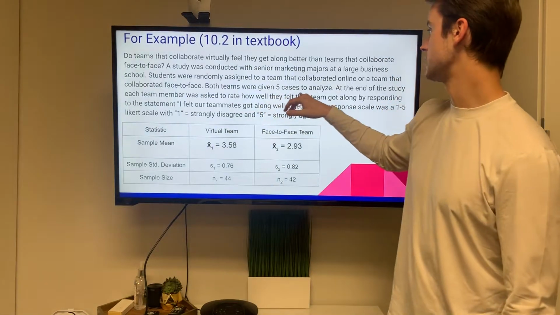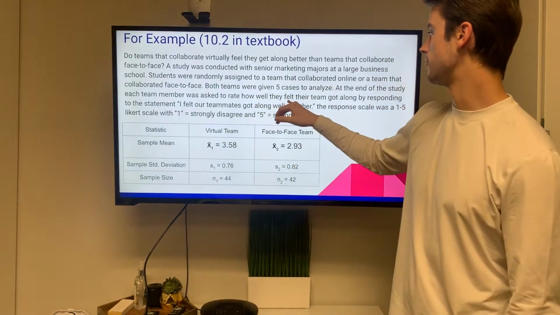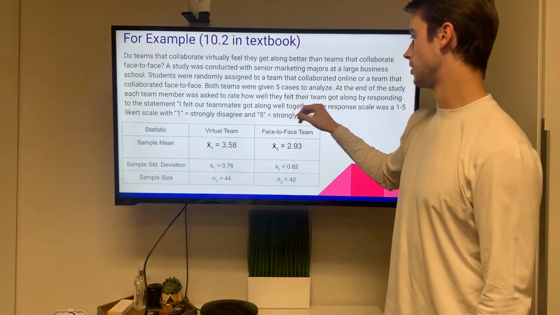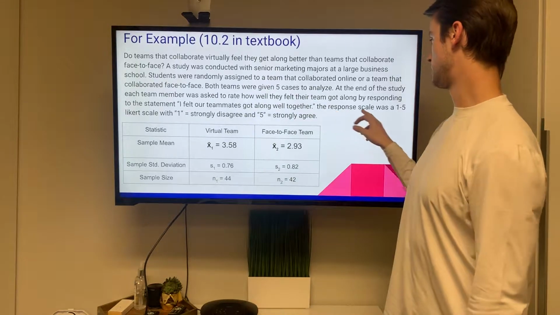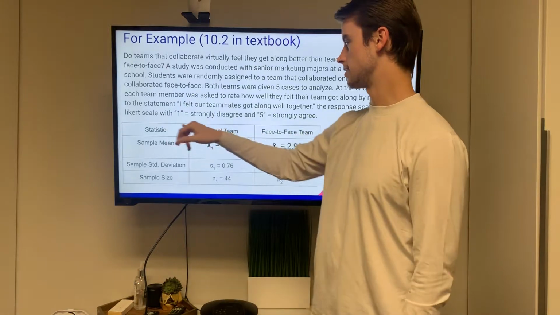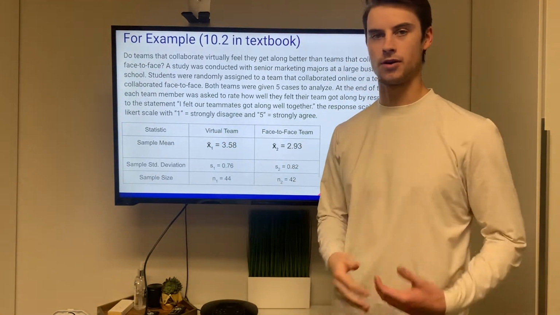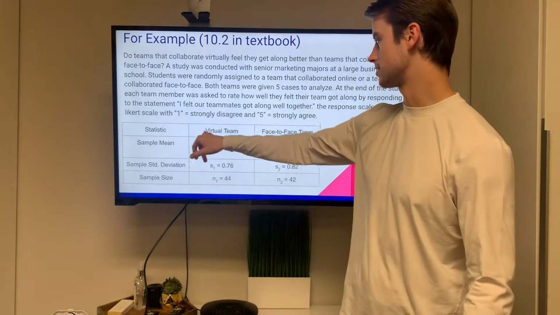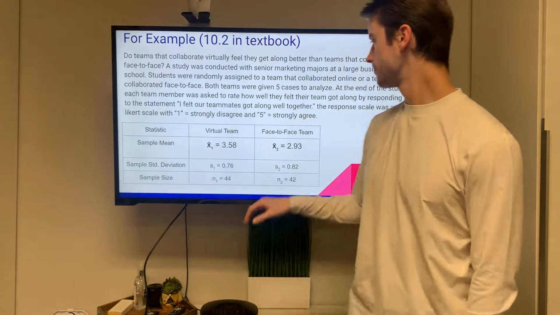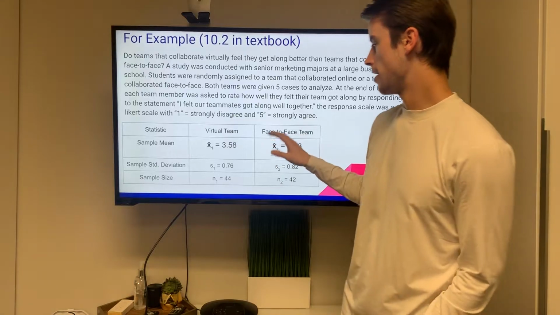Both teams were given 5 cases to analyze, and at the end of the study, each team member was asked to rate how well they felt their team got along by responding to the statement, "I felt our teammates got along well together." And then the response scale was a 1 through 5 Likert scale. A Likert scale is literally just when you take a survey and they give you a statement and you have to say, I strongly disagree with that or I strongly agree with that. That's a Likert scale, okay? I know we've all taken them before, okay?